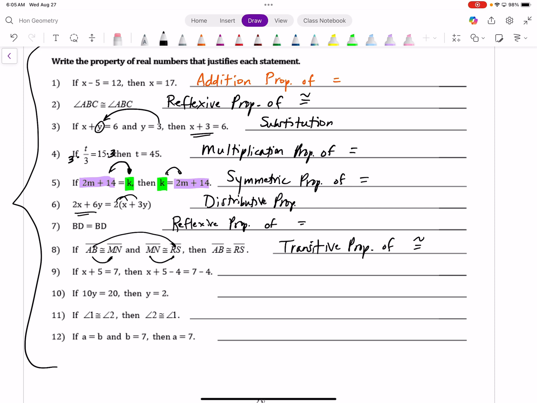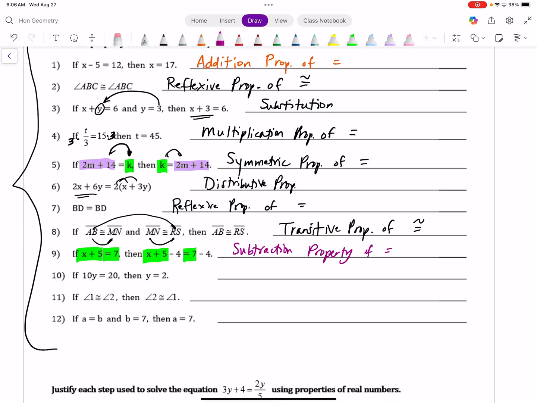If x plus 5 is 7, and then x plus 5 minus 4 is 7 minus 4. So they're just taking this equation, okay, there it sits, and they're subtracting 4 from both sides. So that's going to be the subtraction property of equality. I don't know why I spelled out property when I didn't spell it out a single time on the rest of them.